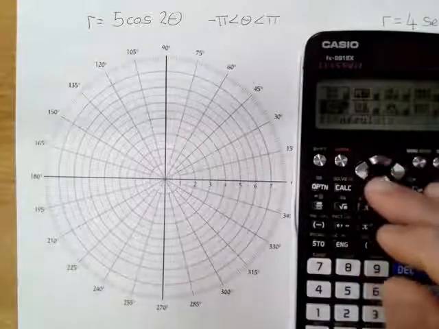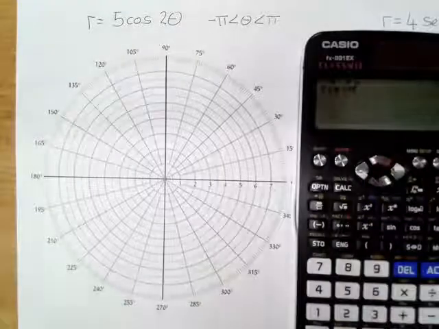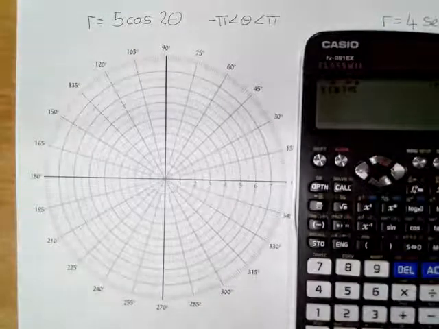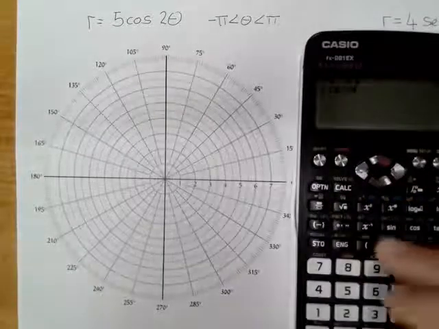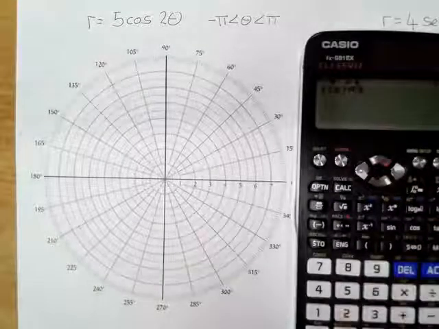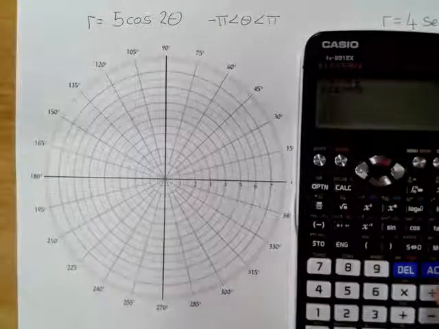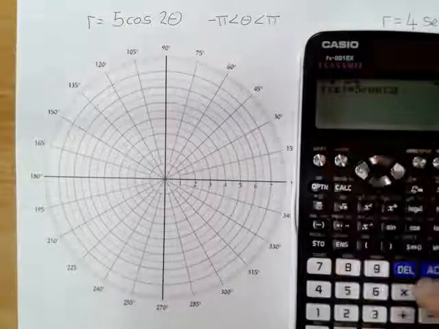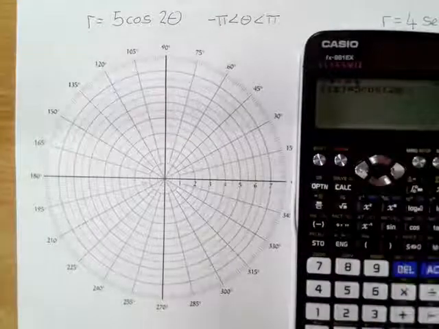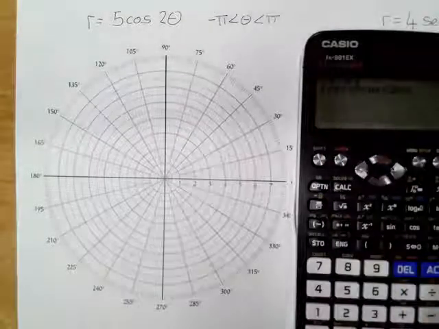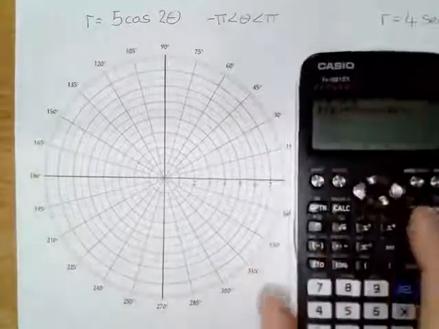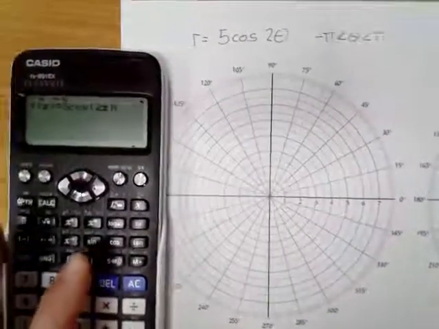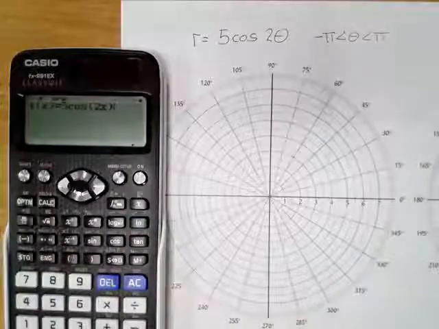I'm going to go into table mode, and f of x, that's like r equals, so it's going to be 5 cos 2 theta, so 5 cos 2 x, like so. I mean, you could all do this all by hand if you really want to, but it'll take you a long time. Get my calculator to be a bit brighter if I put it over there. Yeah, that's better, isn't it? You can see that better now.